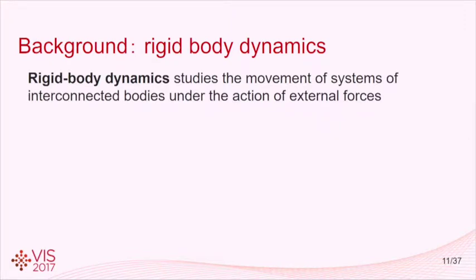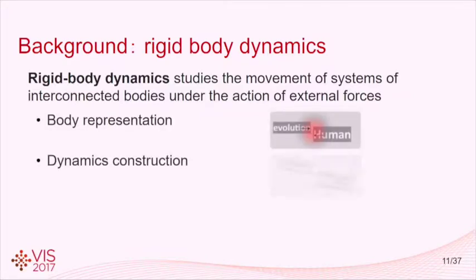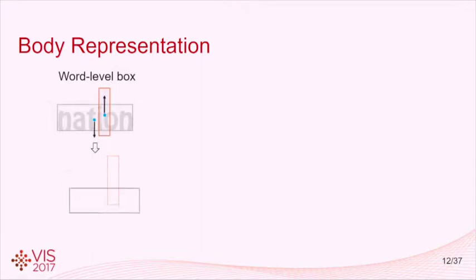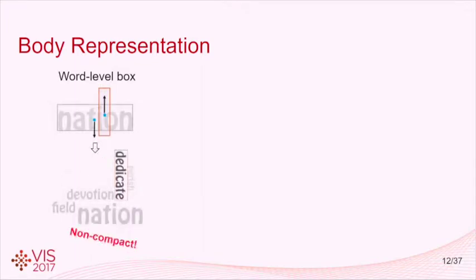Before talking about our technique, let me briefly introduce the background of rigid body dynamics. It studies a movement system of interconnected bodies under the action of external forces. Basically, it consists of two components, body representation and dynamics construction. In word cloud, people previously used boxes to represent words and added external forces to them, then detected collisions of their movement. One problem with a word-level box representation is that it leads to large empty spaces between words.